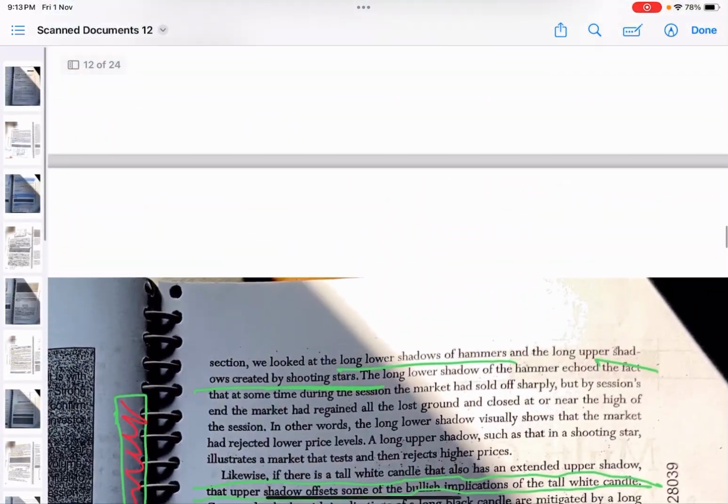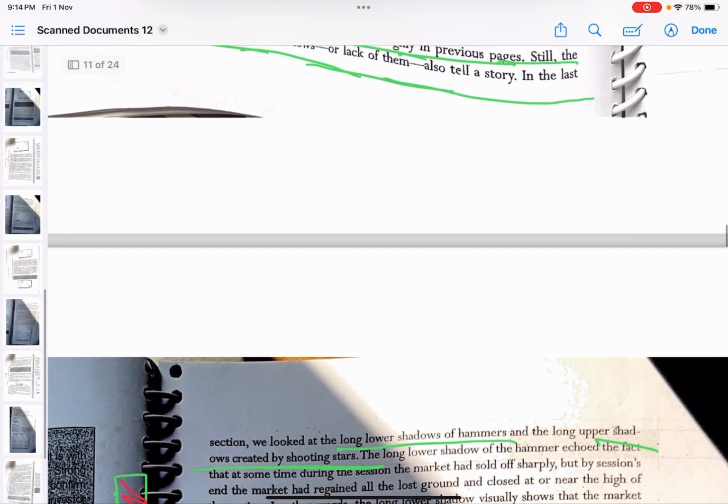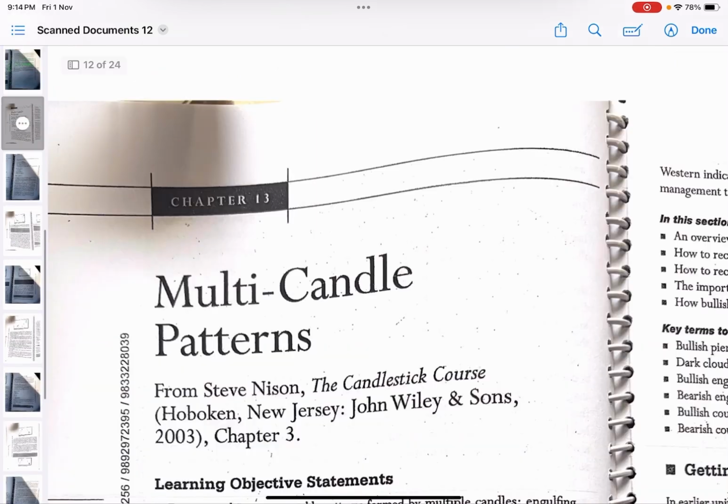So that's it for this chapter. In the next video, I'll be starting with the multi candlestick patterns.